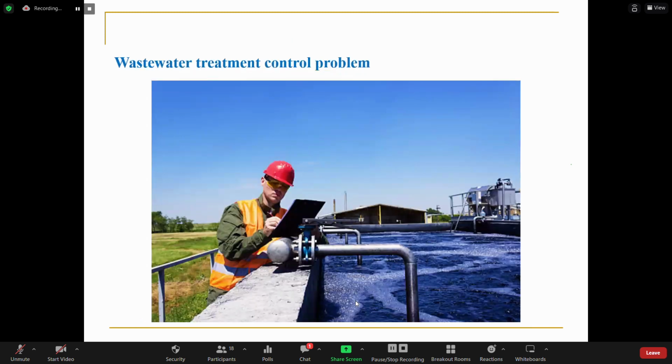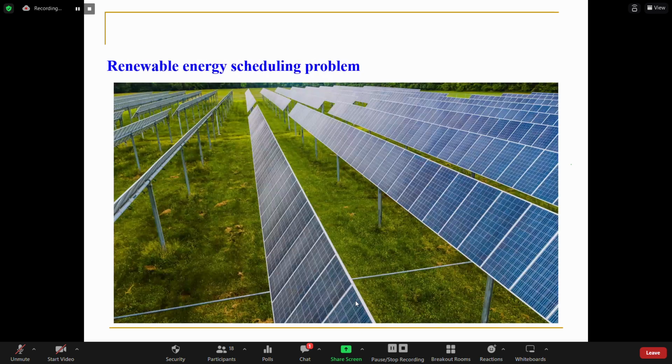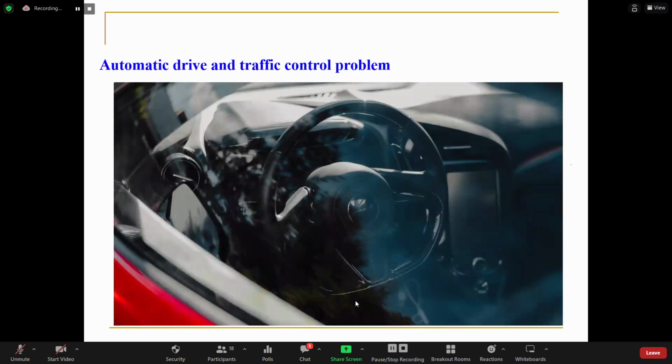We can use ADP to solve the wastewater treatment control problem and the optimal scheduling problem for power system, and the renewable energy scheduling problem, and the automatic drive and the traffic control problem.